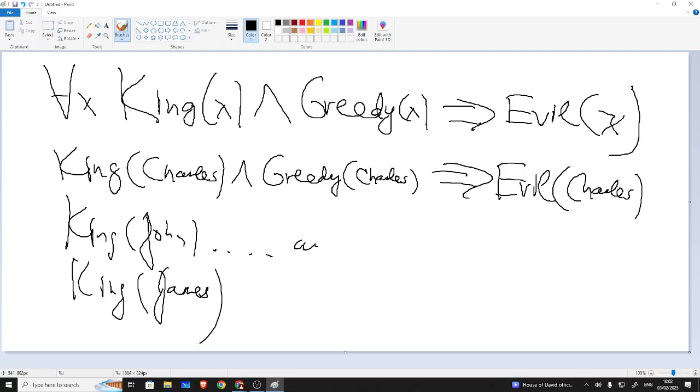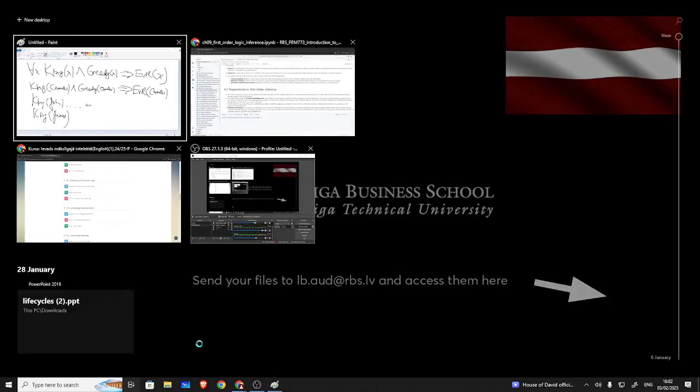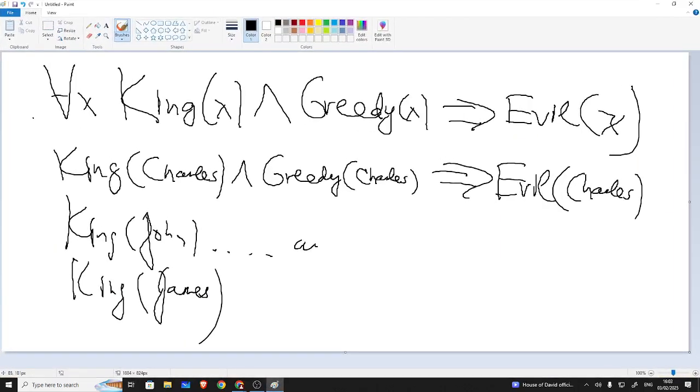So we can convert this. This is universal instantiation. I can't spell, but you get the idea. That's the first idea, and it's only for universal quantifiers. So we get rid of universal quantifiers. One second, let me see here.